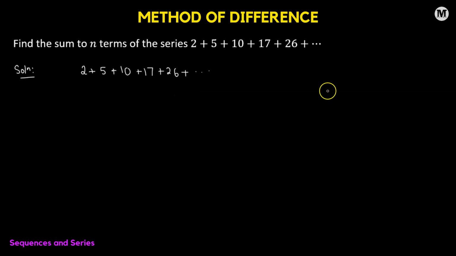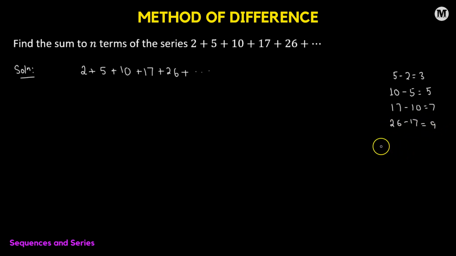But we can observe a pattern here. If we take the second term, which is 5, and subtract the first term, that's 2, this is going to give us 3. Then we take the third term of the series, which is 10, and subtract the second term, 10 minus 5, that gives us 5. Next, we take the fourth term, that is 17, and subtract the third term, that's 10, that's going to give us 7. Then we have 26 minus 17, so that's going to give us 9.